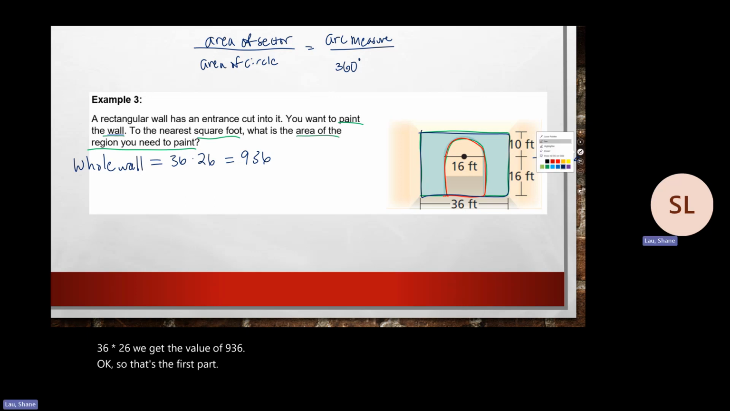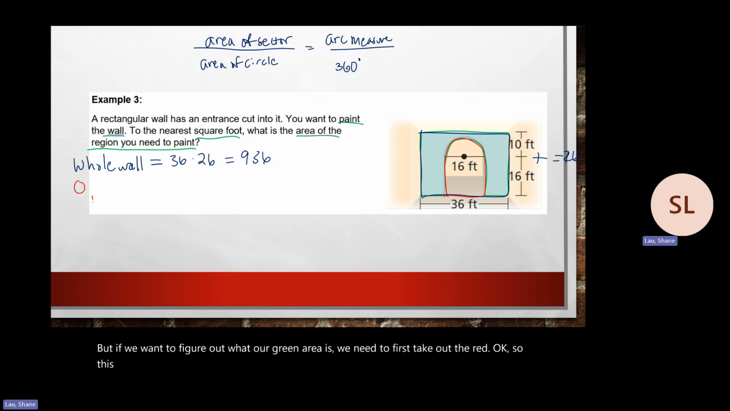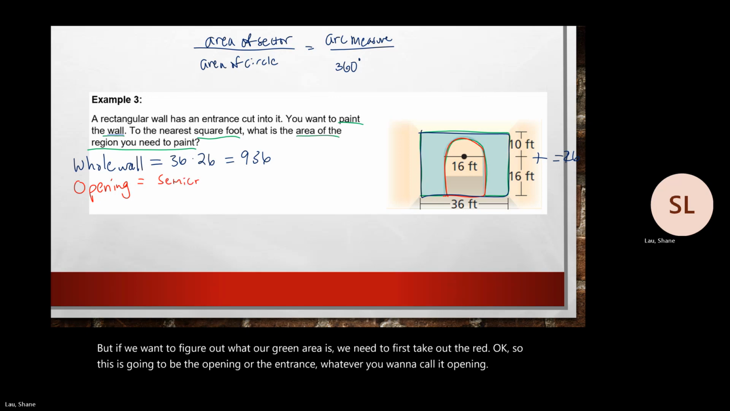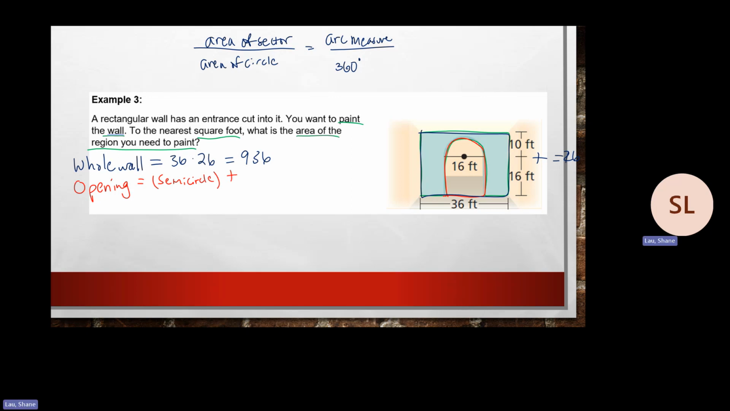But if we want to figure out what our green area is, we need to first take out the red. So this is going to be the opening or the entrance, whatever you like to call it. The opening is split into 2 shapes. One, we have a semicircle, and we have a square. And we know this is going to be a square because we have 16 right there, and we know that that height is also 16. So it's a square.